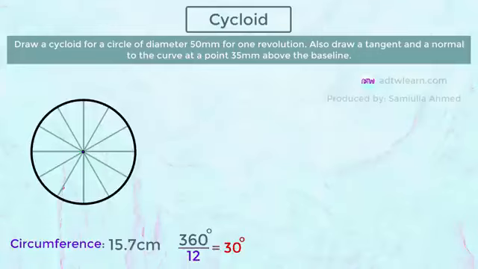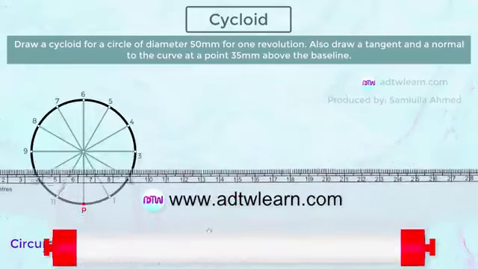Since we divided the circle into 12 parts, next, we will mark the points on the circumference of the circle. First point, second point, third, fourth, fifth, sixth, seventh, eighth, ninth, 10th, 11th, and 12th point. Mark one initial point, which will be this point P. Now extend the line horizontally from this point P, using a roller scale.